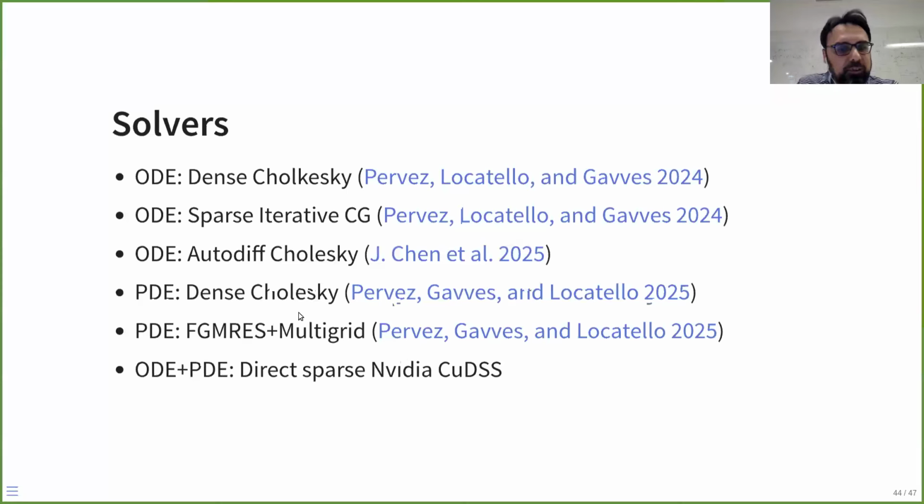So this is the last slide. We have a number of solvers now implemented. For ODEs, we can do dense Cholesky. We can also do sparse iterative conjugate gradient. We also have a version of autodiff Cholesky. For PDEs, we also have a dense Cholesky method and a multigrid method. And recently, I also started using the NVIDIA direct sparse solving library. So this is also useful. Anyway, you can look at these up if you're interested.